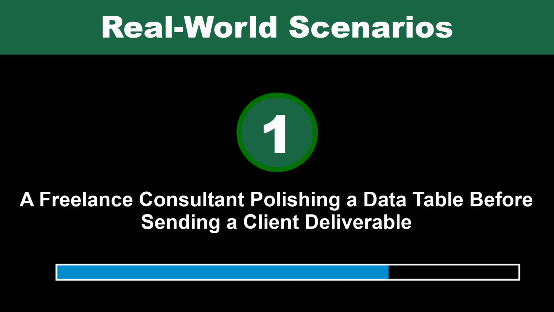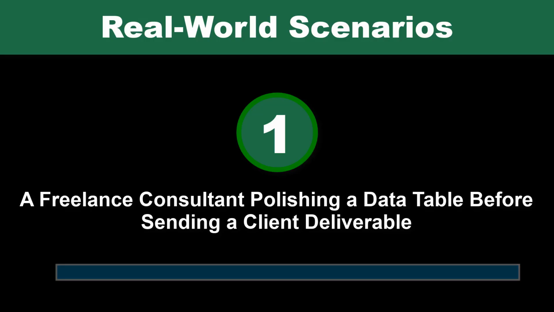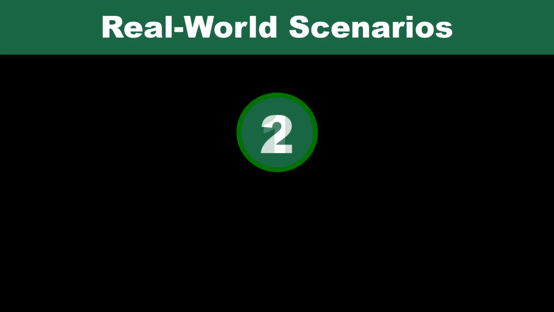Table Styler applied borders, a styled header, alternating row colors, and auto-fitted all columns in one click. The table looked like a polished professional deliverable in seconds.